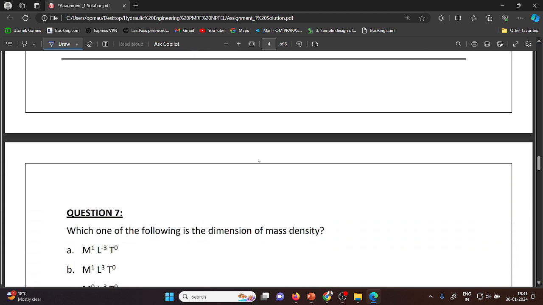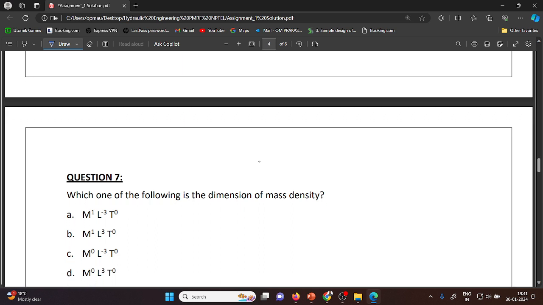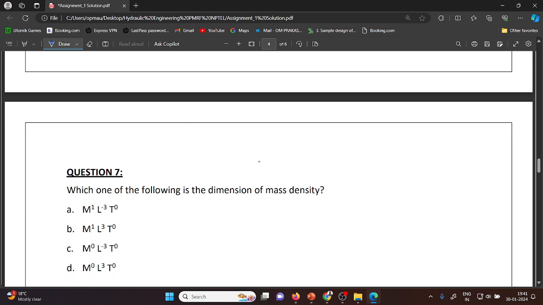Now moving to question number 7. This is very, very important. Density. You can expect this question in many examinations also. Which one of the following is the unit of mass density? Option A, sir. The unit of mass density is kg per meter cube. Okay, let me explain a little bit.